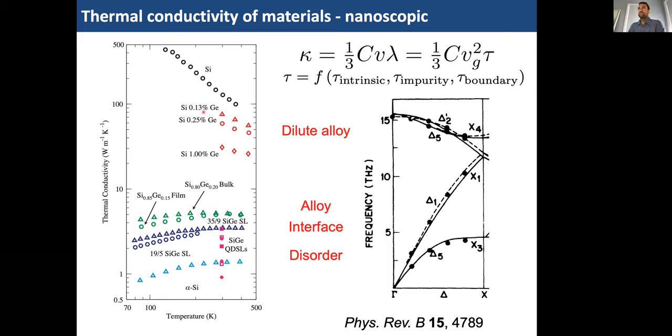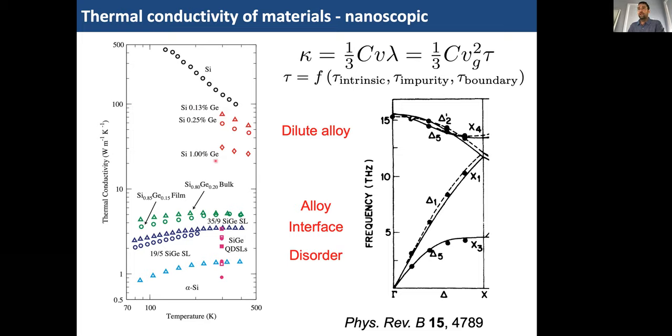So for example, let's say we have something considered a dilute alloy, where we have less than 1% of germanium in a silicon matrix. Even with just 1% germanium in a silicon matrix, the thermal conductivity of this silicon germanium composite drops by a factor of 5. Thermal conductivity at room temperature of silicon is 150. The thermal conductivity at room temperature of silicon with 1% germanium is 30.